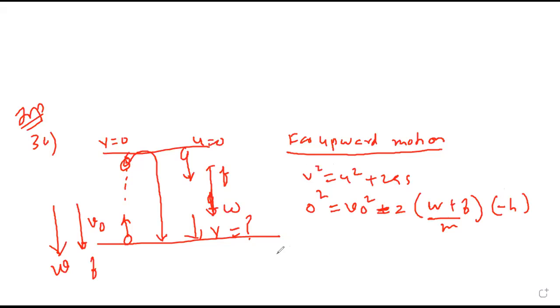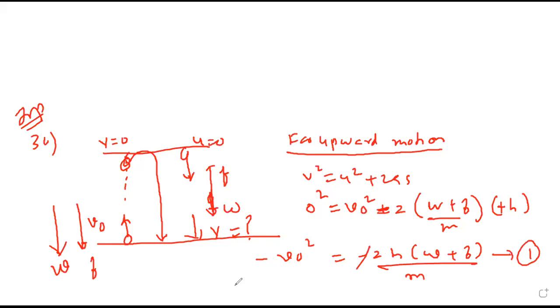So we get v naught square equals minus 2h times W plus F upon m. Let this be our equation for downward motion.